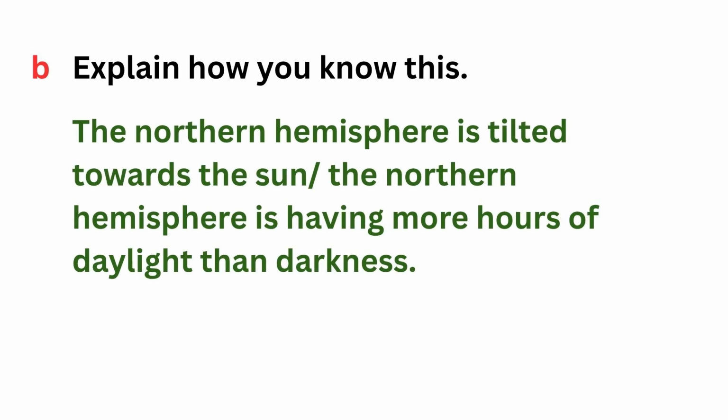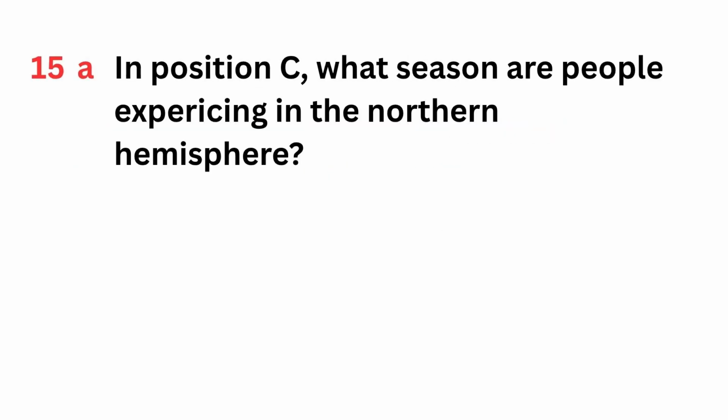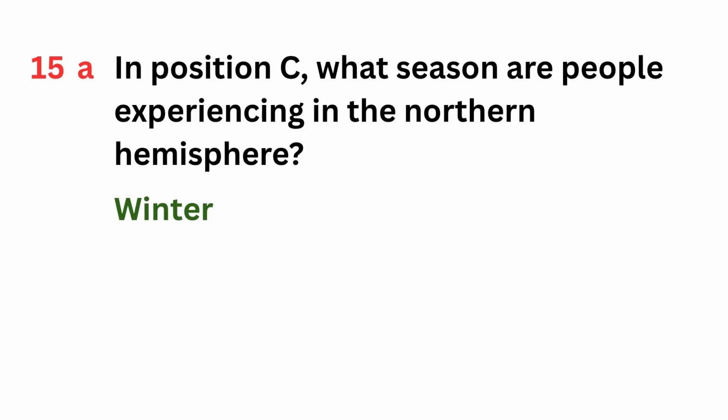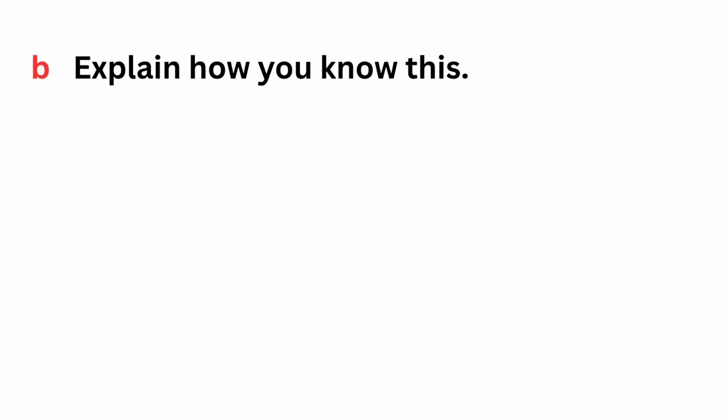Question B. Explain how you know this. The Northern Hemisphere is tilted towards the Sun, or the Northern Hemisphere is having more hours of daylight than darkness. Question 15a. In position C, what season are people experiencing in the Northern Hemisphere? Winter. B. Explain how you know this.